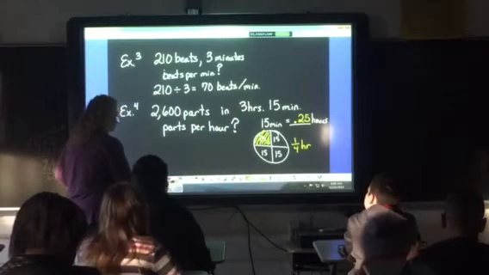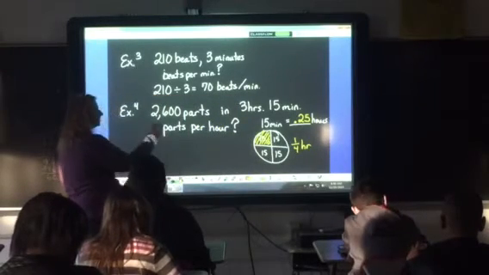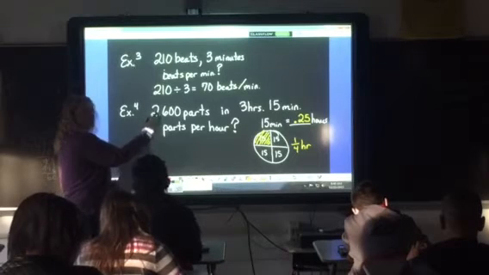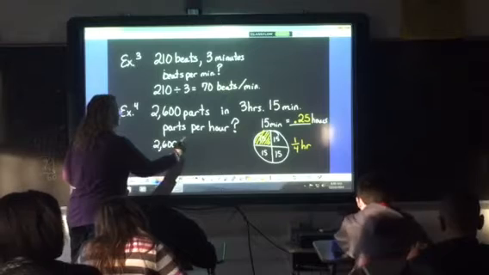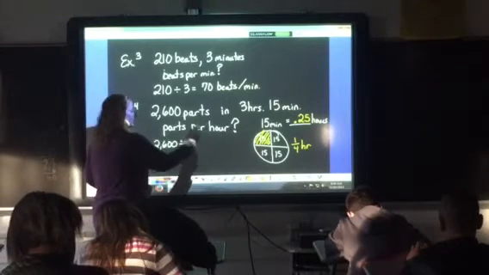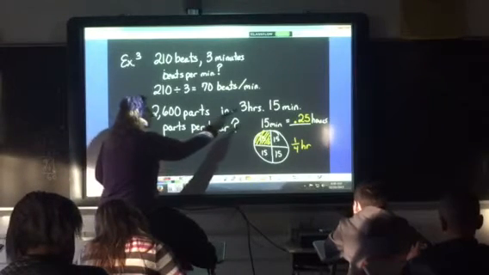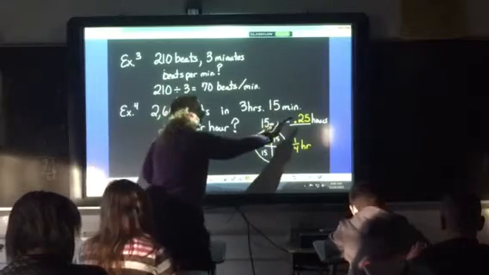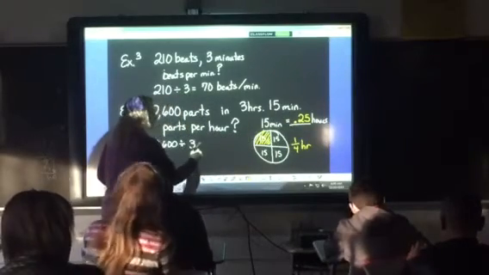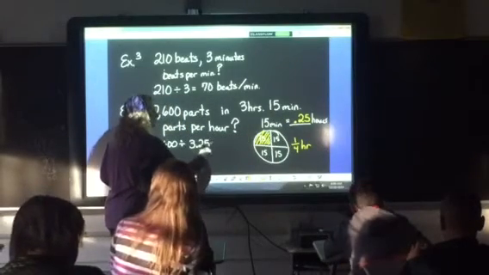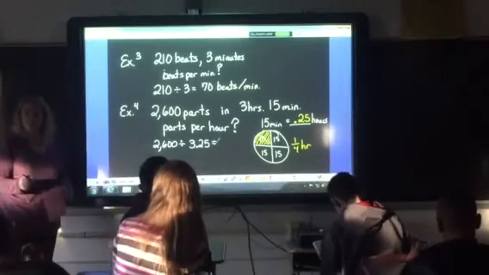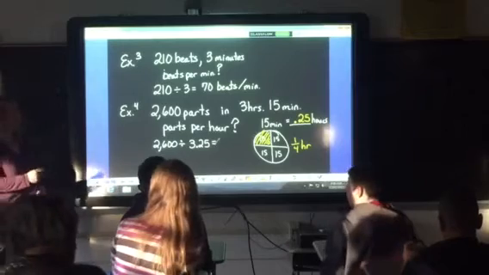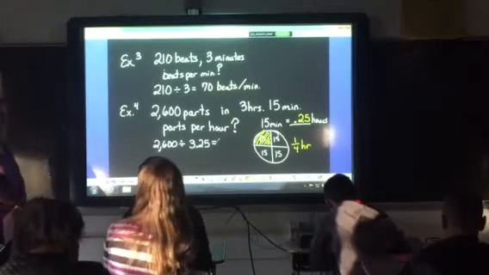So when we're working out this problem, let's go back to what we're looking for. How many parts are assembled per hour? We're going to take 2,600 and then we're going to divide it by the 3 hours. But remember, 15 minutes is the same thing as 1/4 of an hour. So it's going to be 3.25. Is there anybody that's not okay with that? Okay, all right, so go ahead and work that out.